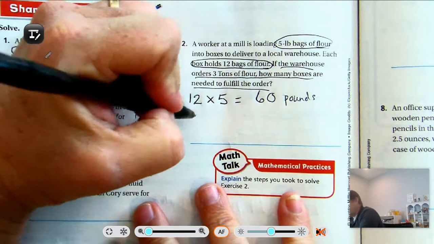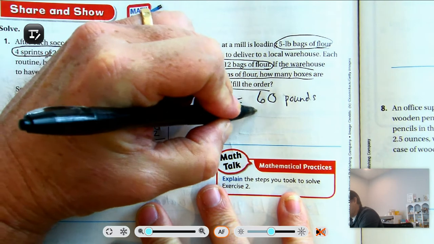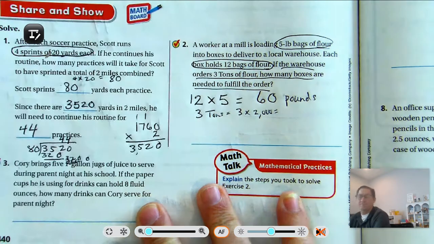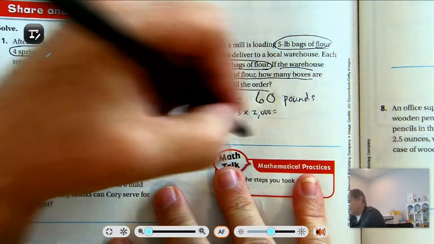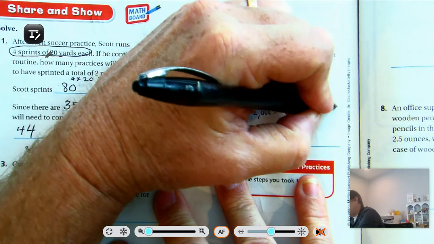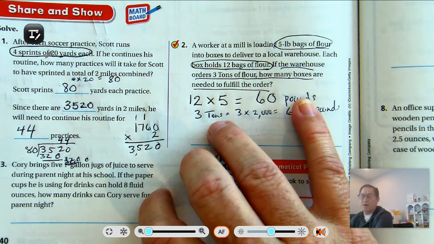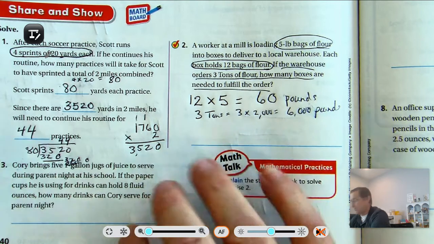Well, what is 3 tons? Well, 3 tons equals 3 times 2,000 pounds. There's 2,000 pounds per ton. So 6,000 pounds. All right. Well, how many 60-pound boxes of flour are in 6,000?